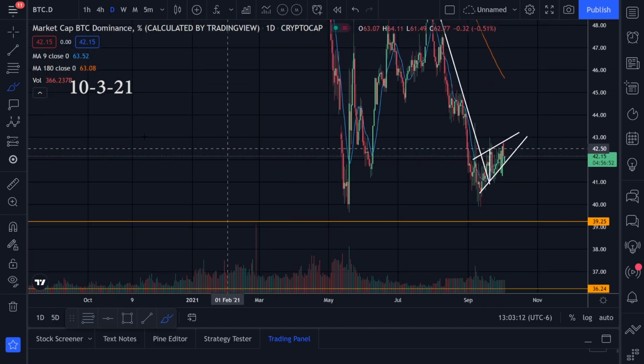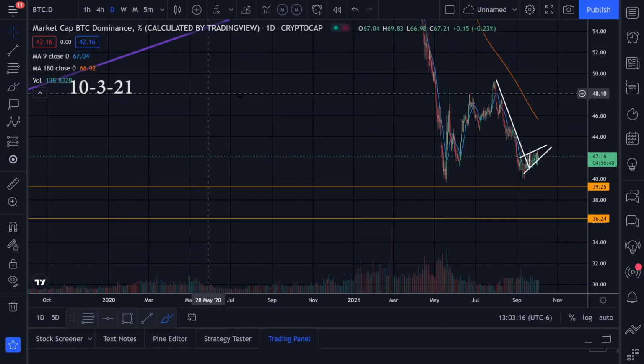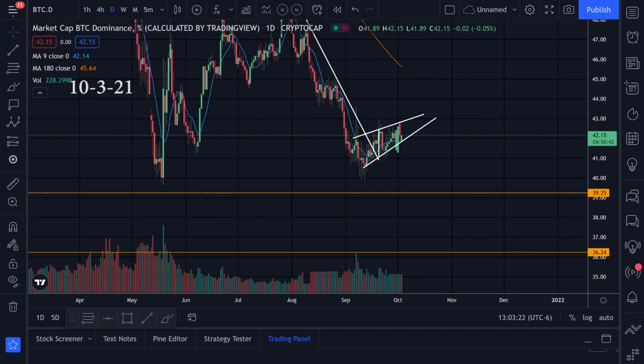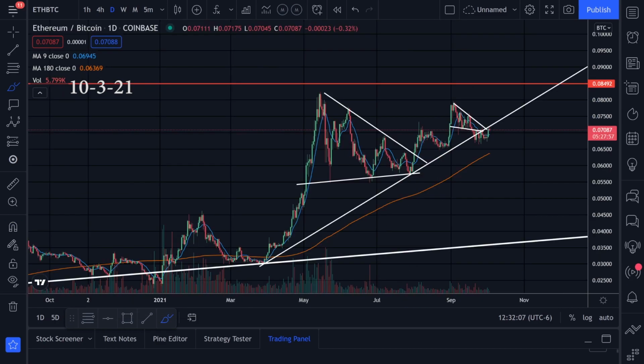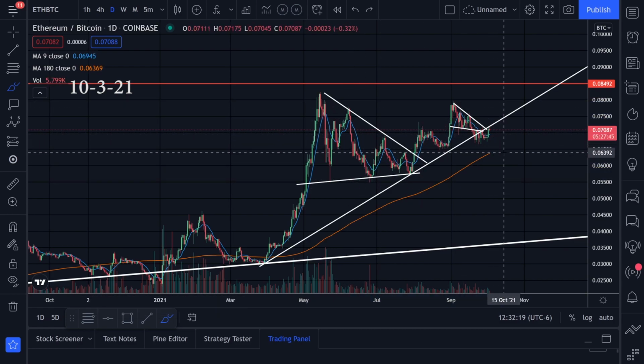So yeah, let's see. We didn't come down and hit the bottom one, so we're still in a big downtrend, so we're going to have to wait and see if we can break to the upside or to the downside. But it does look like we are in a little pattern right now, waiting for a breakout. Alright, so let's jump over to the Ethereum to Bitcoin chart. Basically, if this chart is heading down, it's good for Bitcoin, and if this chart is heading up, it's good for Ethereum.